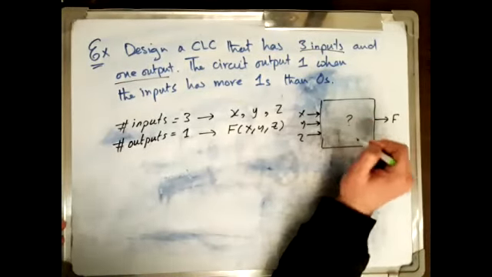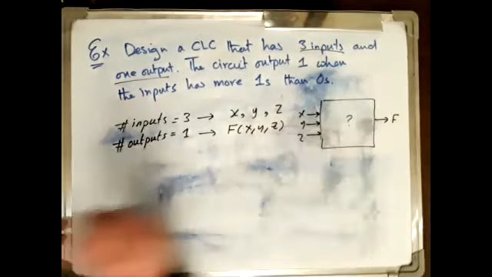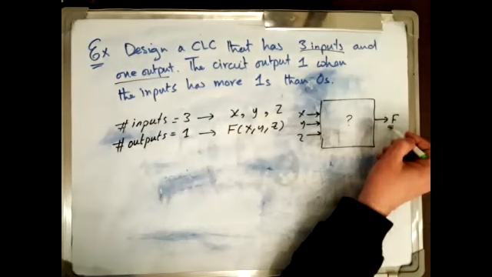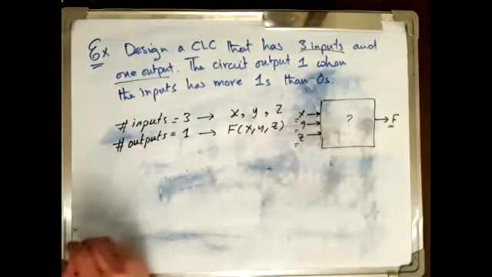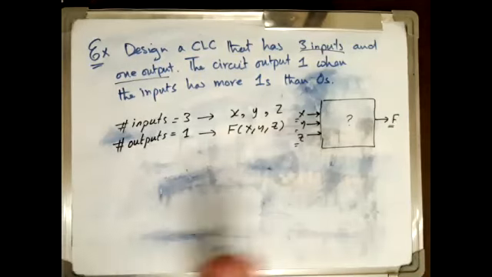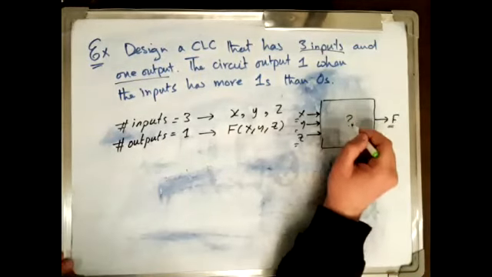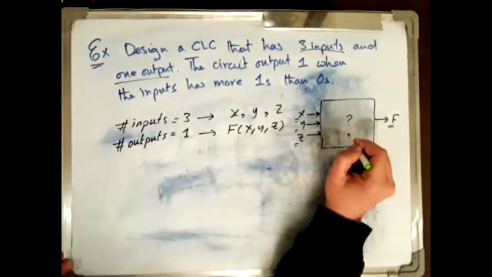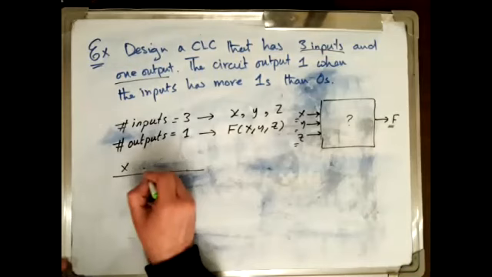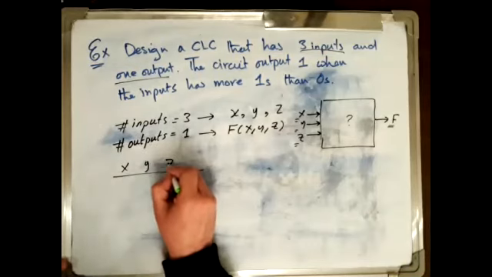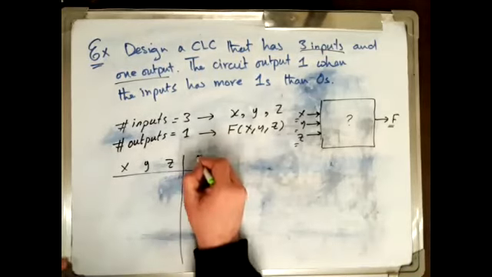And in order to know what is inside, we need the truth table. Because if we have the truth table that relates the outputs to these input variables, we can simply know what the circuit is if we know the logic expression. So what is the truth table? What will be the truth table of this circuit? It is given in the problem description.